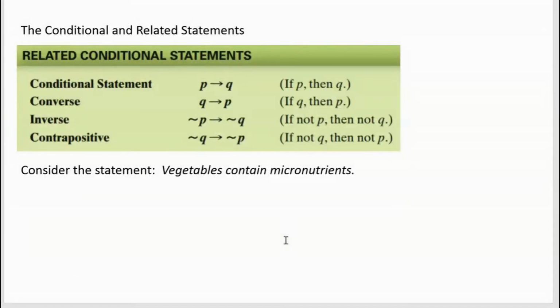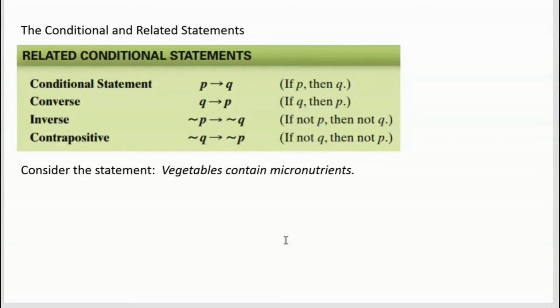So another statement, consider vegetables contain micronutrients. Now, you might not get that that's an if-then statement at all. I could see where, it's just a fact, right? Vegetables contain micronutrients, and they do. But how could we even turn that into an if-then statement? Is this even an if-then statement?